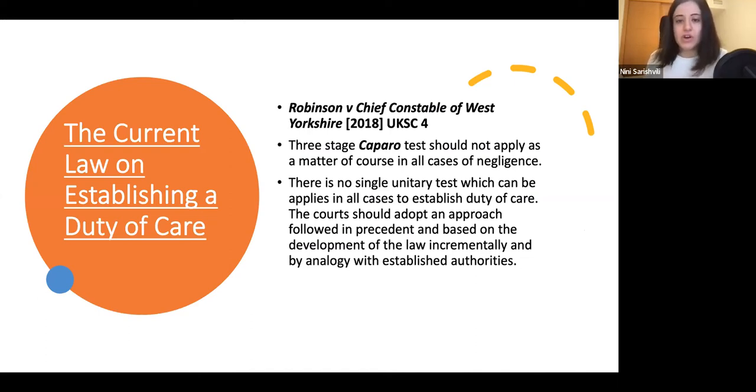In Robinson, it was argued that a precedent system had to be adopted. So in other words, the courts should look at previous cases, the facts of which were similar to the case that they were deciding, and accordingly consider if there was a duty of care. So instead of generally deciding what is fair, just, and reasonable, they had to look at similar cases.